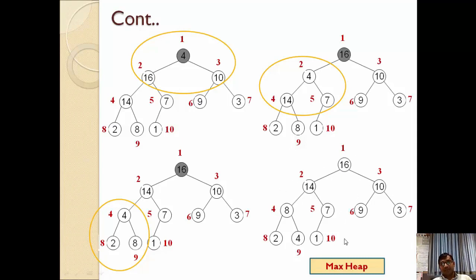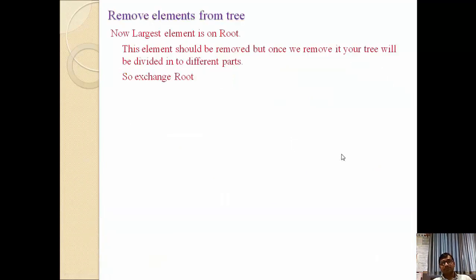So once we check this max heap tree, at that time we can say that the maximum element is on the root node, that is 16. So 16 is larger among all the nodes, right? So our root node has the largest value. So as we discussed, when we get the largest value on the root, then we have to remove it and we have to store it in a separate array.